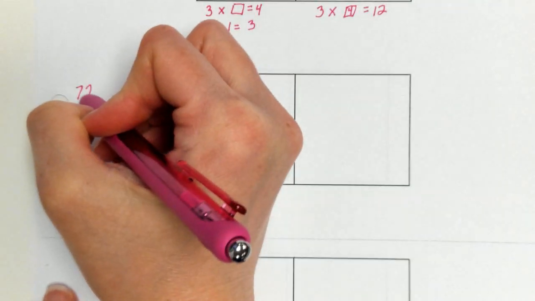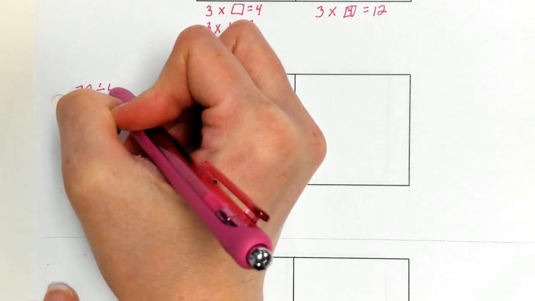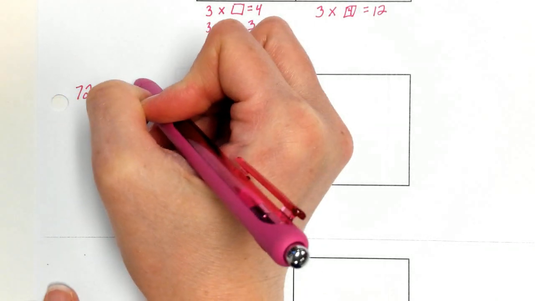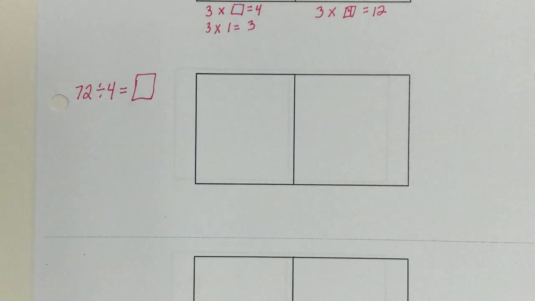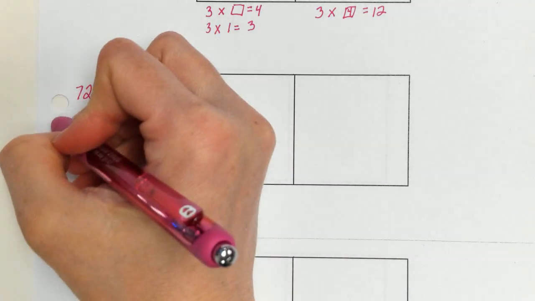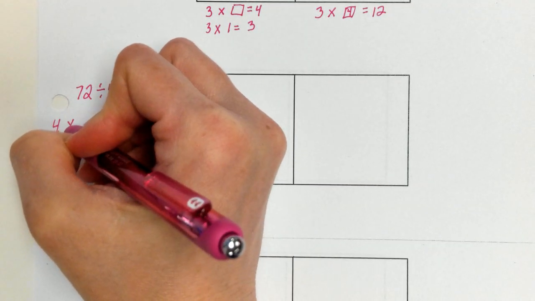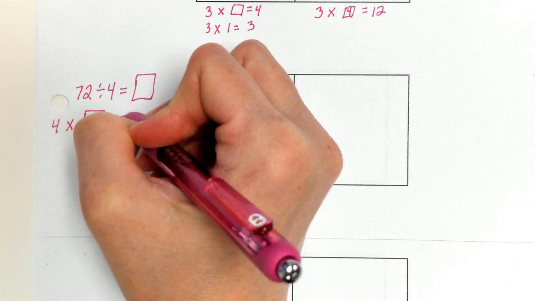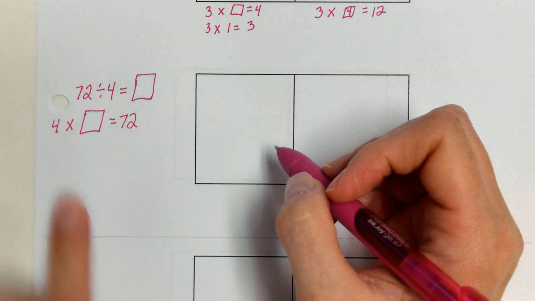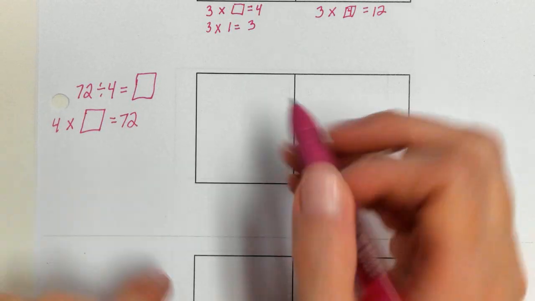72 divided by 4 equals a mystery number. All right, Jeremiah, what is the multiplication problem that I'm going to use to help me figure this out? Okay, 4 times a mystery number equals 72. So now I have to find my mystery number. How am I going to do that?